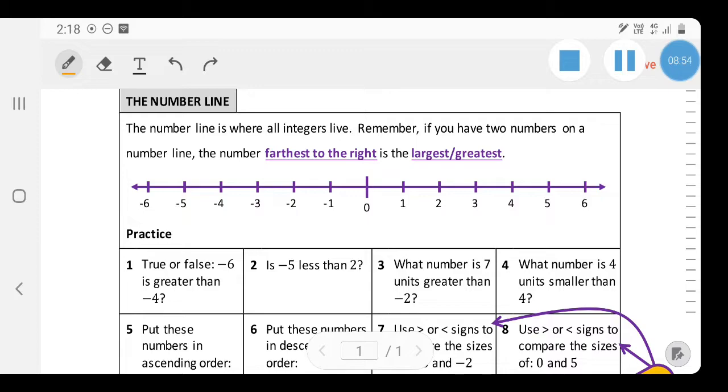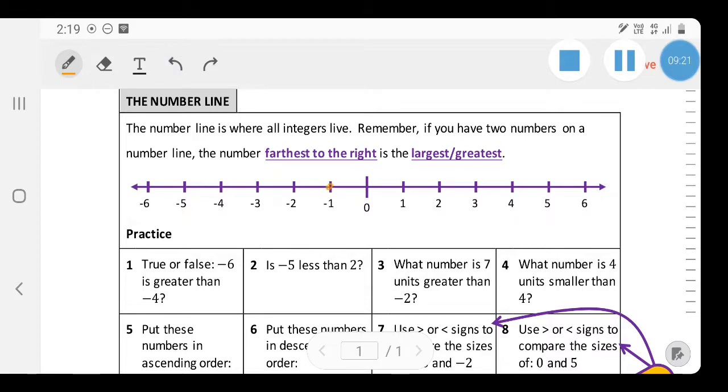Now, something that's important to realize about the number line, okay, is that if you have two numbers on the number line, whichever number is farthest to the right is larger. So let me just put 2 random dots on 2 integers. So 2 is further to the right. So 2 is greater than minus 4.